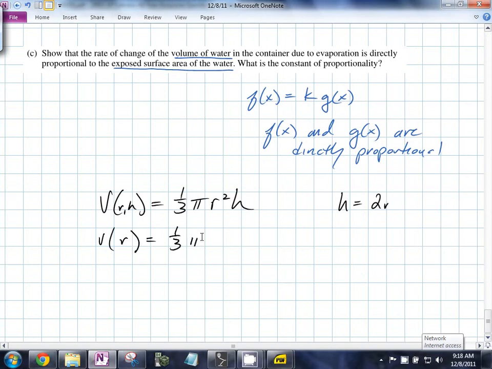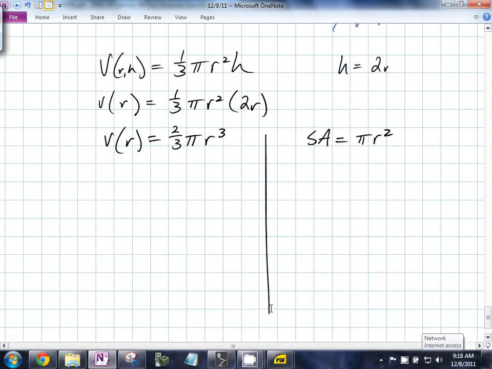Pi r squared. Do you agree with that? Yeah. So let's do the derivative with respect to time of each of these. Is that okay? So we know that dV/dt is going to be 2 pi r squared dr/dt. Do you agree with that? And dSA/dt is going to be 2 pi r dr/dt, right?